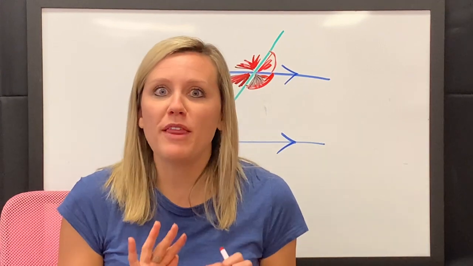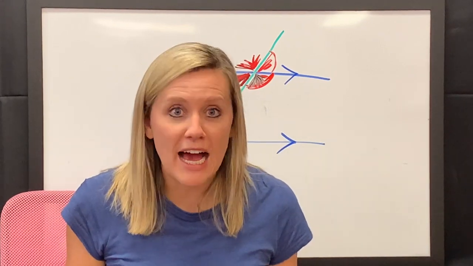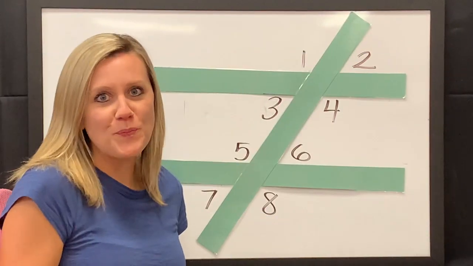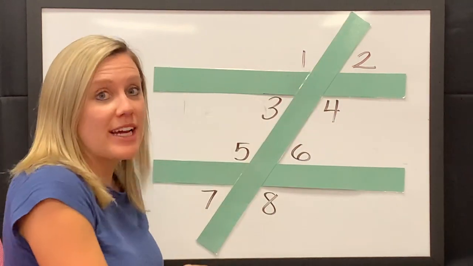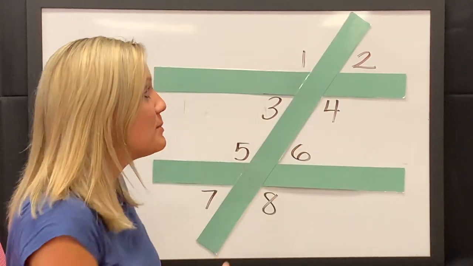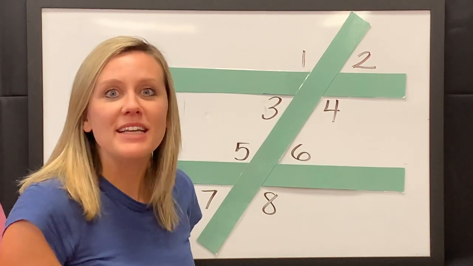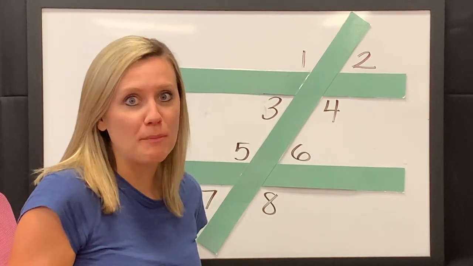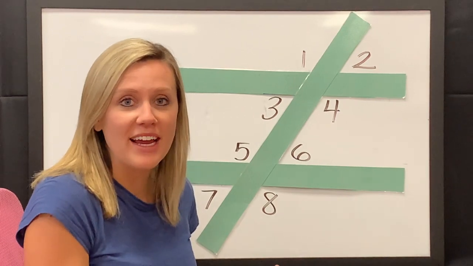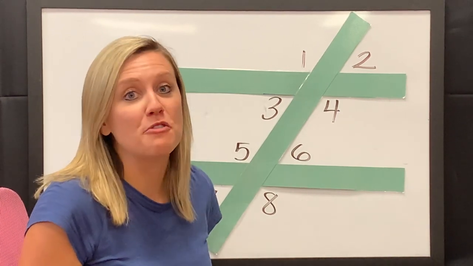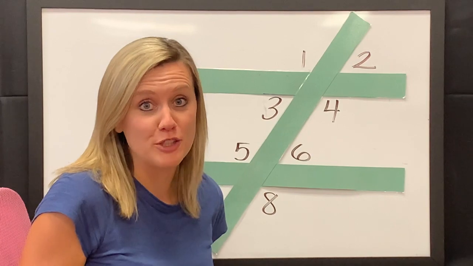Okay, so we went through all of the words. I know you can do it. I'm going to quiz you really quick just for fun. So here are my two parallel lines, and here's my transversal that is cutting through those parallel lines. And I'm going to say two numbers, and those are going to be talking about the angle that those numbers are by, and you're going to try and tell me the relationship between those two angles.